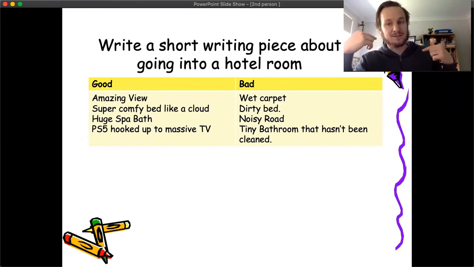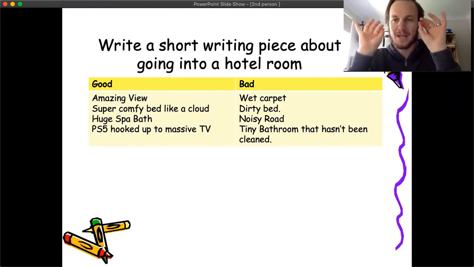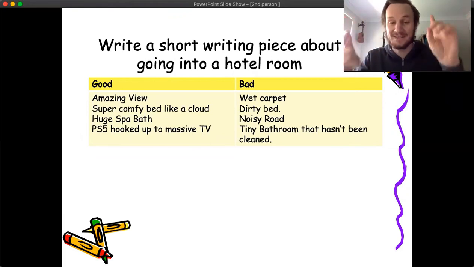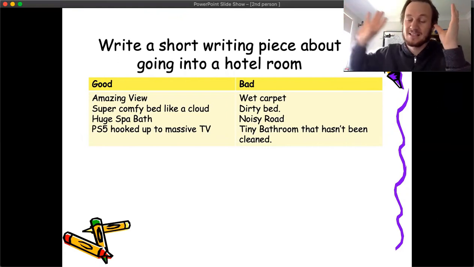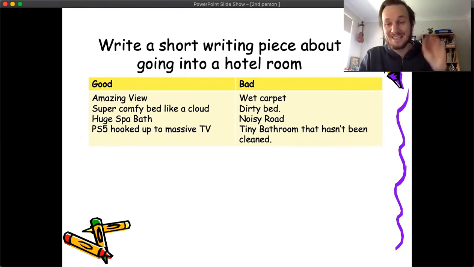Or you can switch it around, which I like to do, and make it so what would happen if it was the hotel room from hell. They're going up to this place, and from the start there's wet carpet, dirty bed, noisy, really heavy traffic out on the road. There's a tiny bathroom that hasn't been cleaned. And how are you going to write either one in the second person? Okay, it doesn't need to be that long.